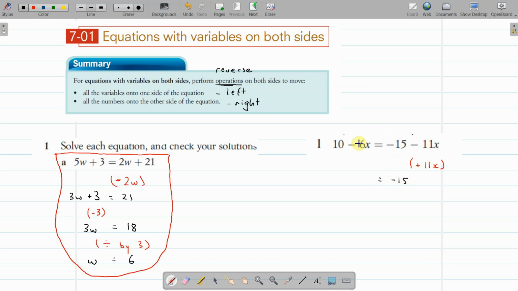Plus 11x to there. Well, the 10 stays. Minus 6x plus 11x. That's minus 6 plus 11, which is plus 5. Good. Now numbers from the left to the right. So we're going to do the reverse of plus 10, which is minus 10. Minus 10 will cancel that one out, and we're left on this side with just 5x equals minus 15 minus 10. Minus 15 minus 10 is minus 25.